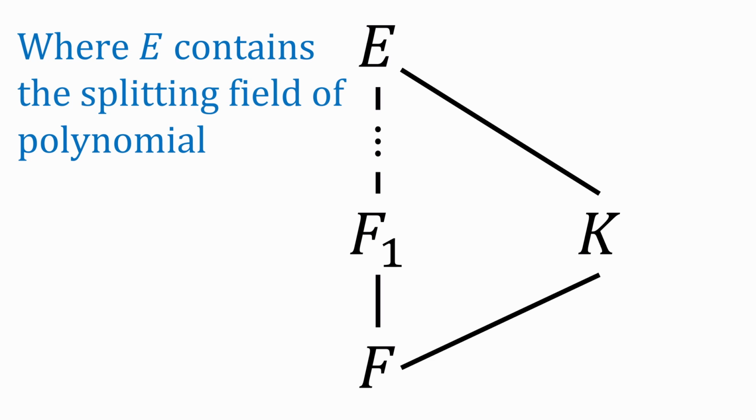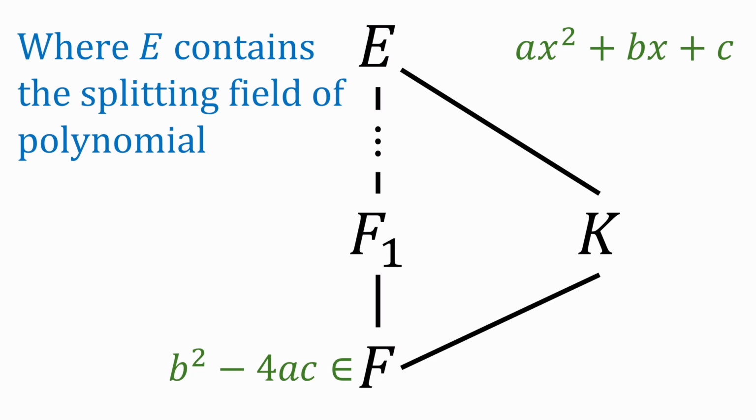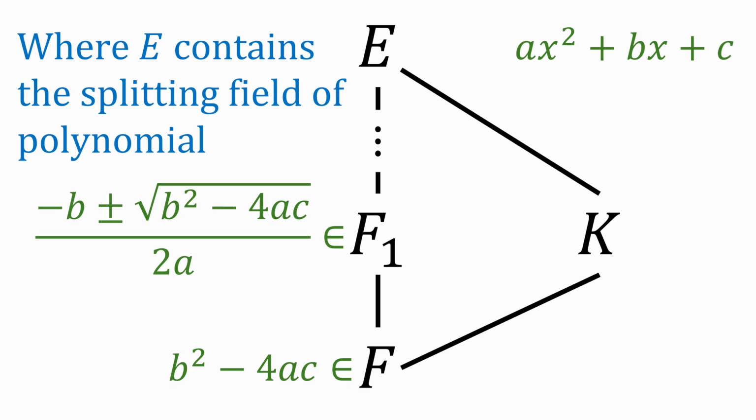If my quadratic has coefficients a, b, and c, then the base field F contains a, b, and c. This means that b squared minus 4ac is in F. Then adjoining the square root of b squared minus 4ac is a simple radical extension, which means that F1 contains negative b plus the square root of b squared minus 4ac over 2a, and negative b minus the square root of b squared minus 4ac over 2a, which are the roots of the quadratic. This is a radical extension containing all the roots, meaning the quadratic is solvable by radicals.